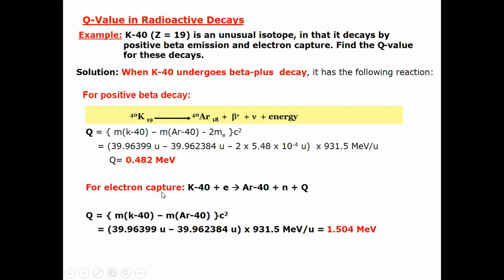However, when electron capture is occurring, the K40 captures an electron, converting into argon-40 and a neutrino plus the Q value of the reaction, and you convert the mass differences and find that it has 1.5 million electron volt energy. Here 931.5 is the constant for the conversion of atomic mass unit into energy.